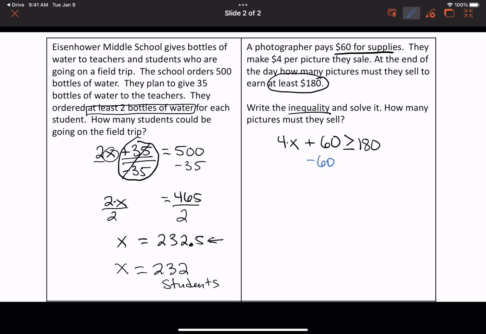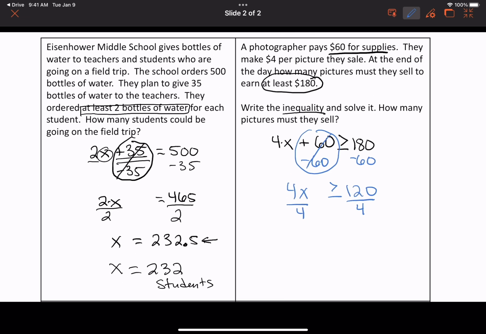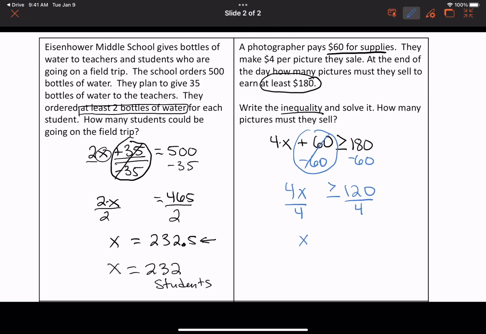Minus 60, giving us 60 minus 60 is 0. So that's 4x greater than or equal to 120. Divide by 4 to get rid of the 4. 4 divided by 4 is 1, leaving us with just 1x. X is greater than or equal. I do not flip the inequality because we did not divide by a negative. And 120 divided by 4 is 30.